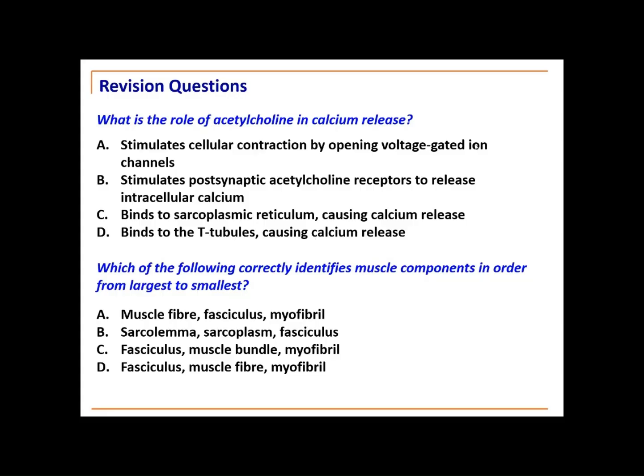What is the role of acetylcholine in calcium release? The answer, hopefully you got, is it stimulates cellular contraction by opening voltage-gated ion channels. So in other words, through the generation of action potentials that move through the T tubules and therefore go on to lead to calcium release from the sarcoplasmic reticulum. So it stimulates contraction because it opens voltage-gated ion channels, sodium ones initially and then calcium ones afterwards.